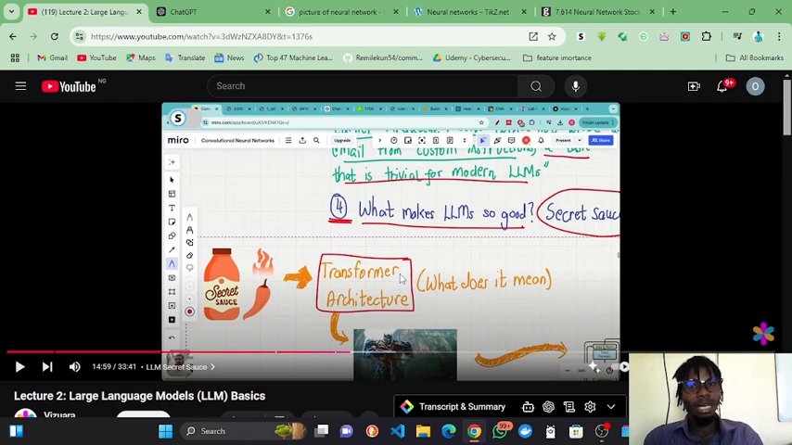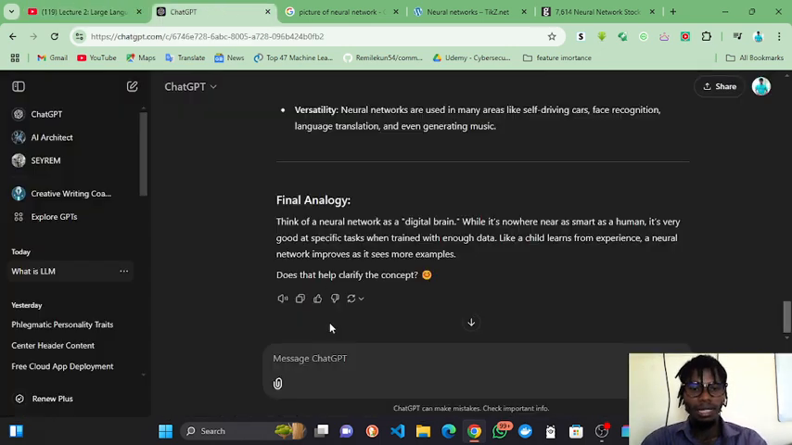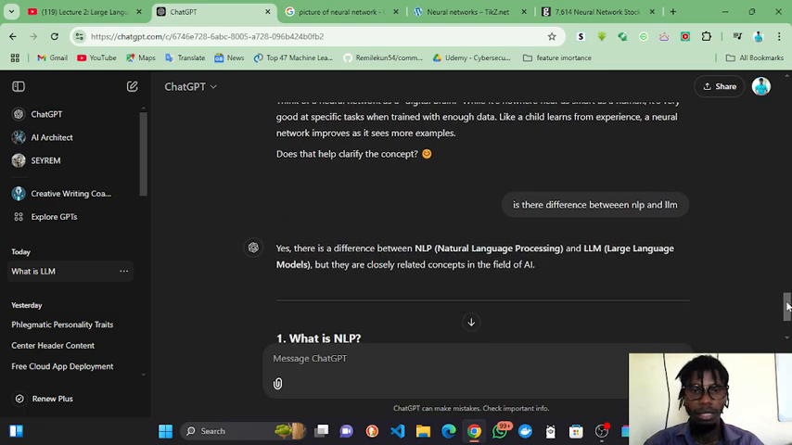So the secret to LLMs. Now, there is a difference between NLP and LLM. NLP means natural language processing. Let me even ask ChatGPT: is there a difference between NLP and LLM? Let's see what it will tell us. Okay, can you see? It said what?